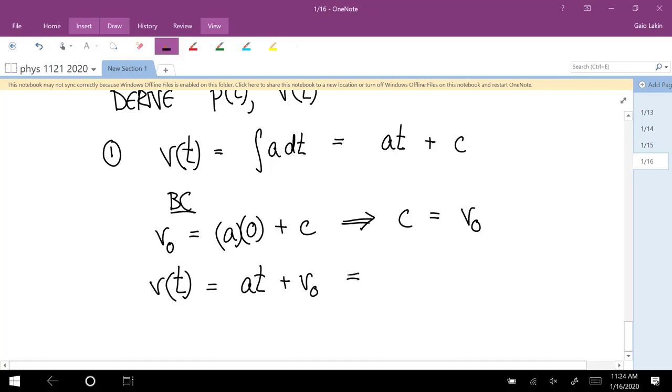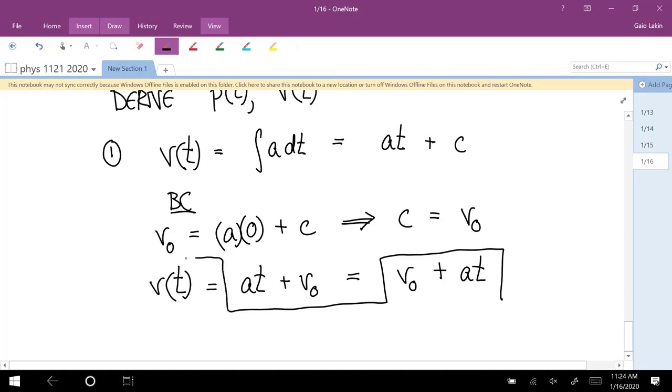Almost always when you see this, it's going to be written in the other order. So I'm just moving it around to match what you'll see. But there's our first equation for velocity as a function of time. That's only if you have a constant acceleration a.